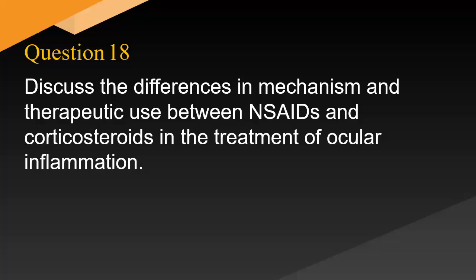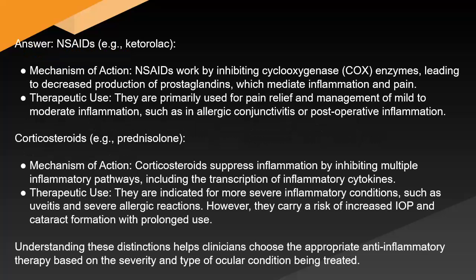Discuss the differences in mechanism and therapeutic use between NSAIDs and corticosteroids in the treatment of ocular inflammation. Answer: NSAIDs, e.g. ketorolac. Mechanism of action: NSAIDs work by inhibiting cyclooxygenase (COX) enzymes, leading to decreased production of prostaglandins, which mediate inflammation and pain. Therapeutic use: They are primarily used for pain relief and management of mild to moderate inflammation, such as in allergic conjunctivitis or postoperative inflammation. Corticosteroids, e.g., prednisolone.